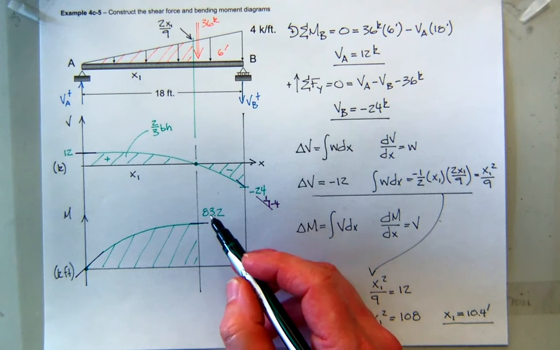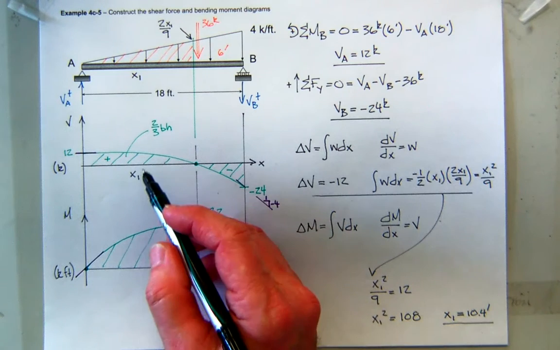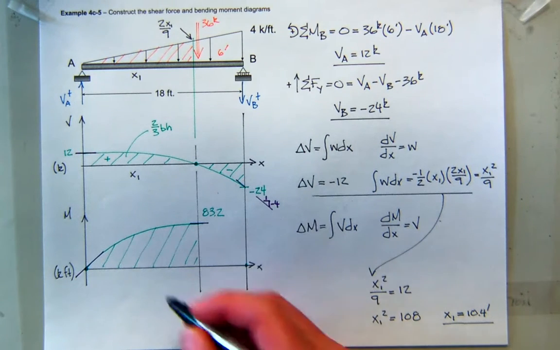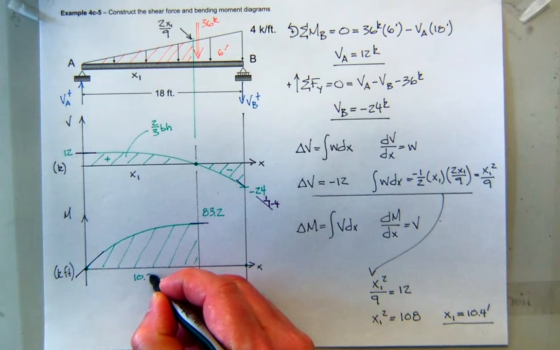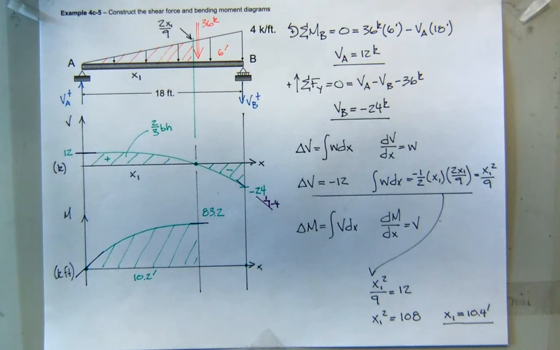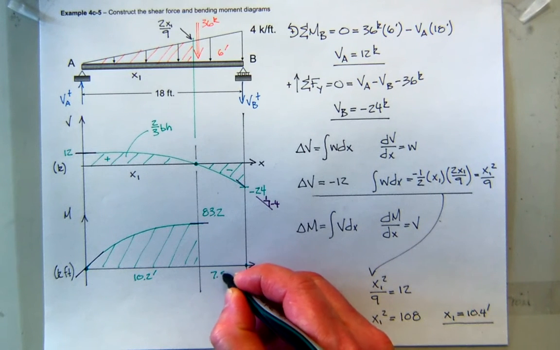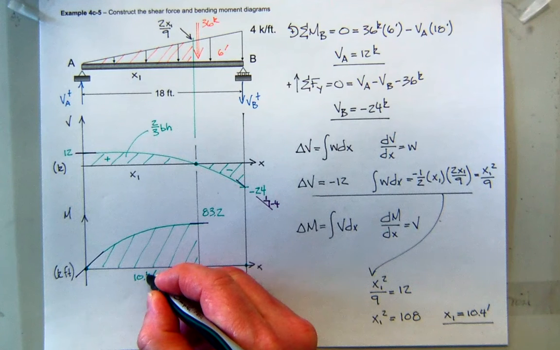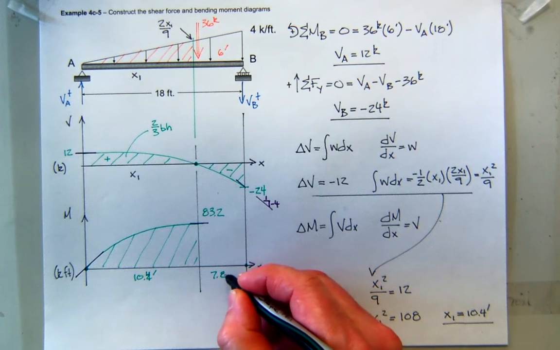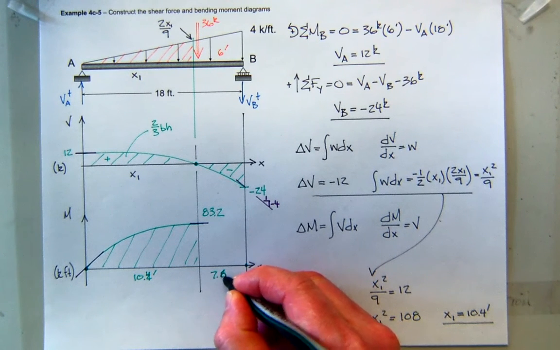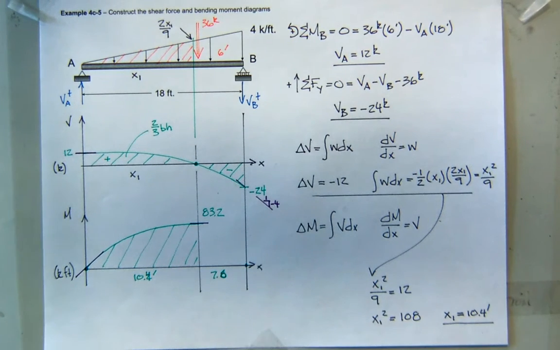I may have also discovered my maximum moment and where it occurs. My maximum moment is 83.2. Where does it occur? At 10.4 feet. So this is going to be 7.6. That's kind of where I have to crash and burn.